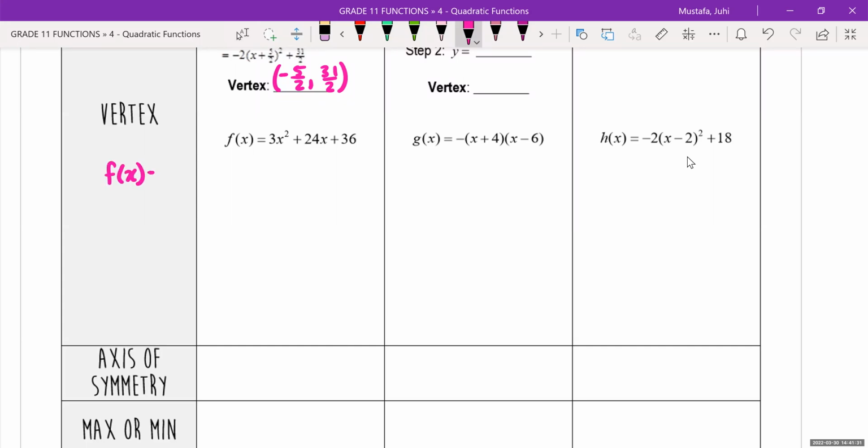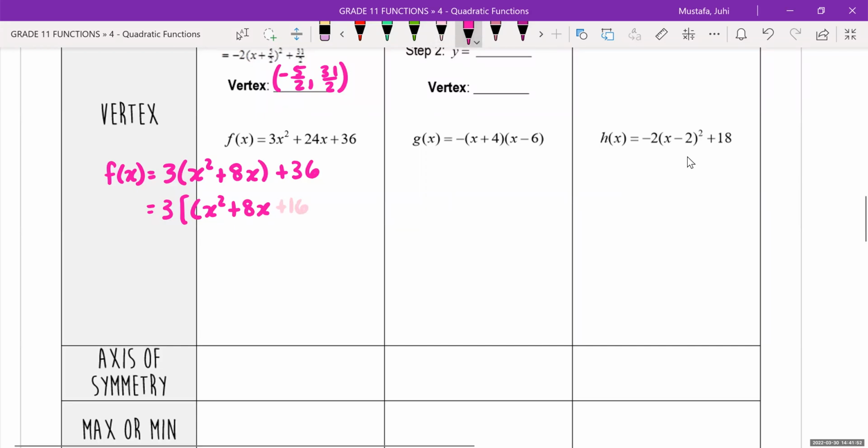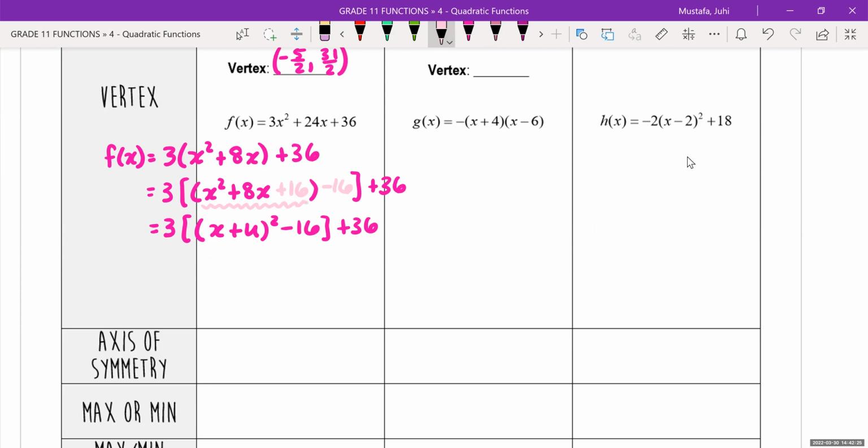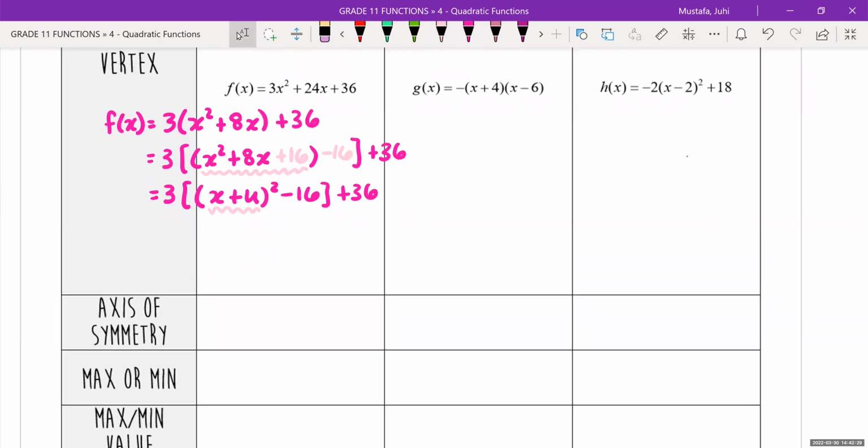We have f of x is equal to... so I factored out the 3 first. And if you're just following along with me, I completed the square with the number 8. So 8 divided by 2 is 4. 4 squared is 16. I added a 16 and I subtracted a 16. Then I recognize that this is a perfect square trinomial, and I factored it to get x plus 4 all squared.